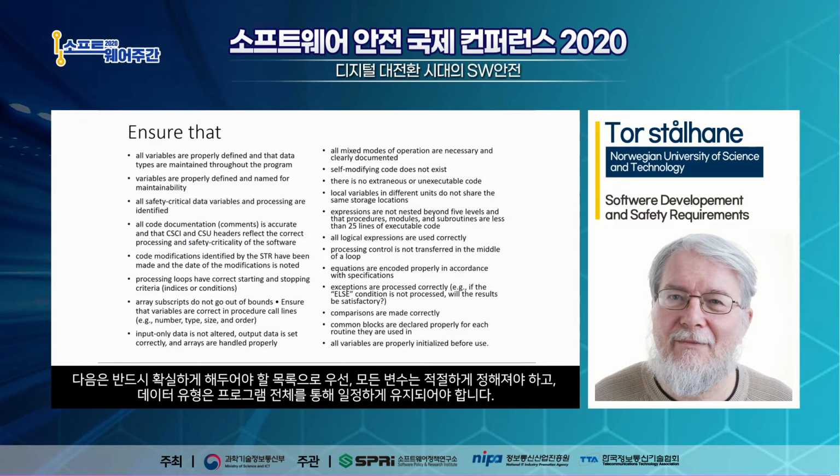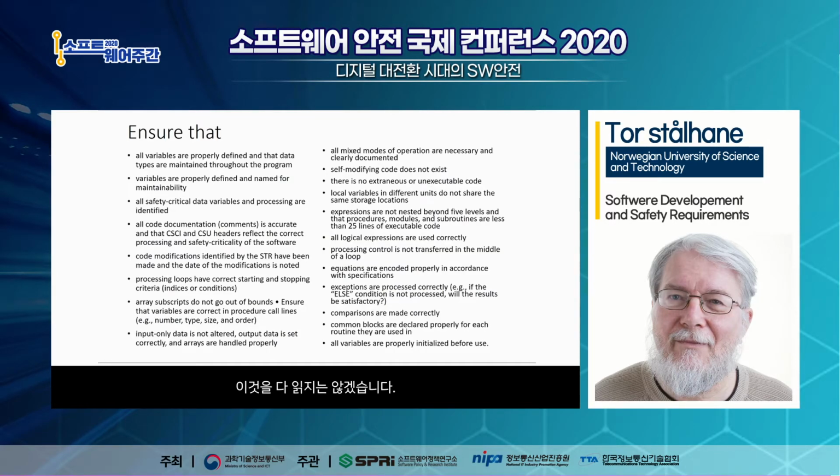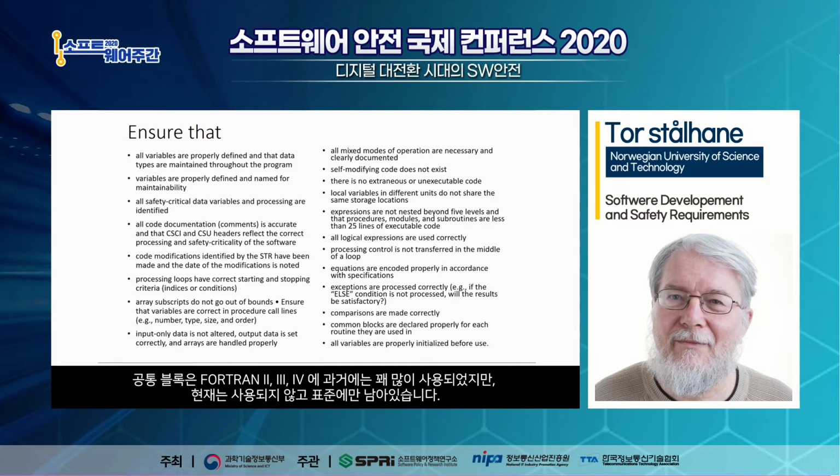So there are really in the standard a list of things that need to be done, like all variables are properly defined and data types are maintained throughout the program. I've not read through all this. There is something kind of funny down here. It says common blocks are declared properly for each routine. Now, common blocks were quite a lot used in Fortran 2, 3, and 4. They're mostly not used now, but it still survives in the standard.